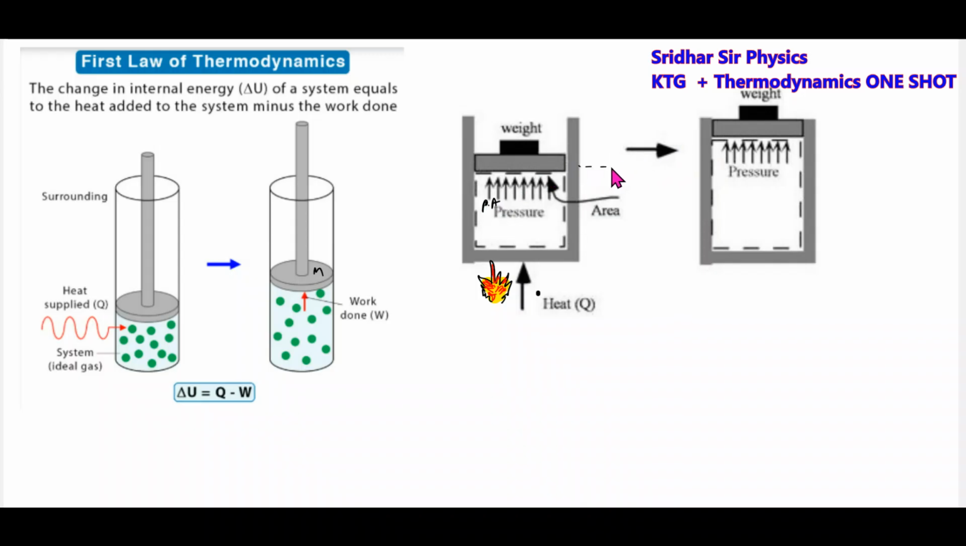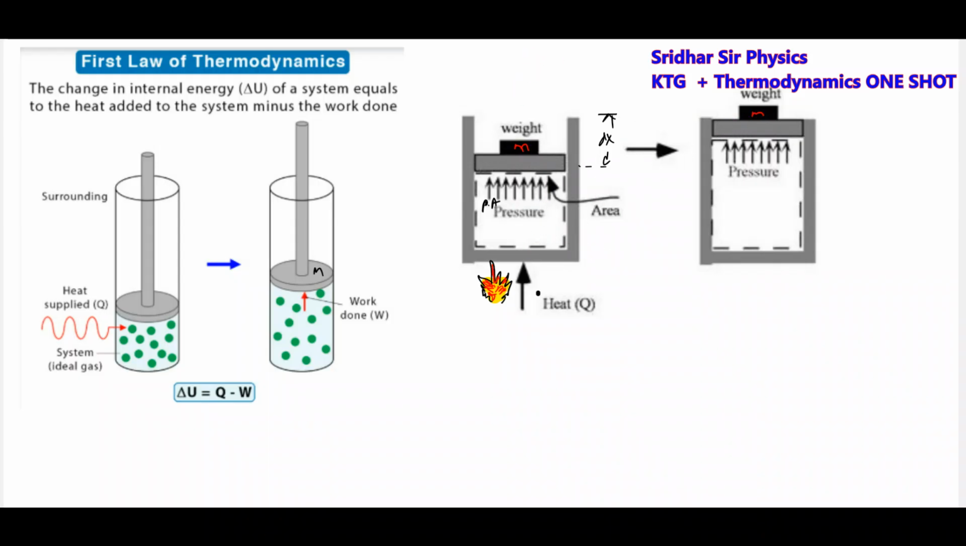You can see the pressure force of the gas is able to displace the piston. It is able to do work. It is able to lift the block. This particular block has mass m. Look, the potential energy of the block has increased. Who has lifted this block? The pressure force of the gas.